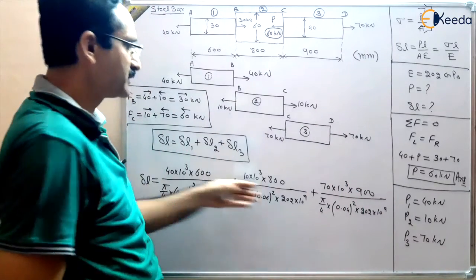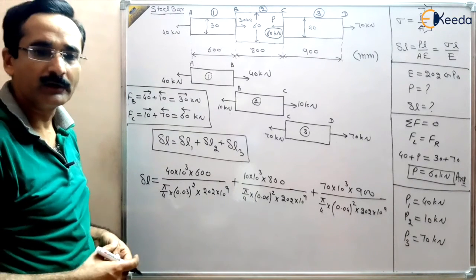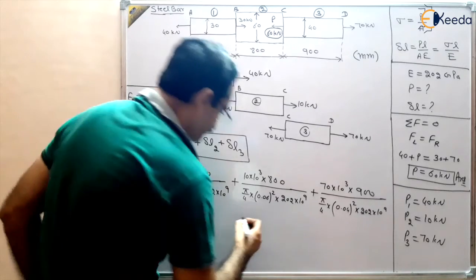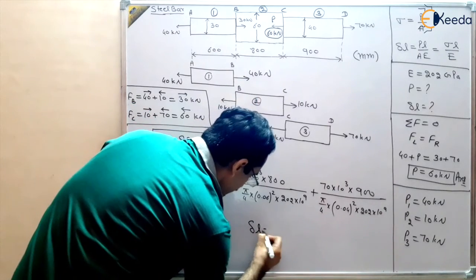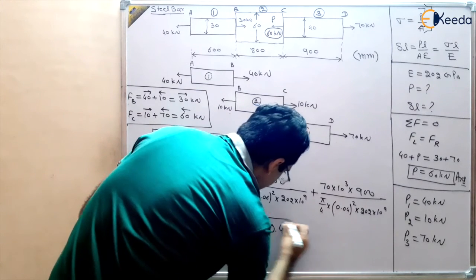So this is the change in length. Use the calculator and find the value of change in length. It will come out to be 0.43 mm. So delta will be equal to 0.43 millimeter. So this is our answer.